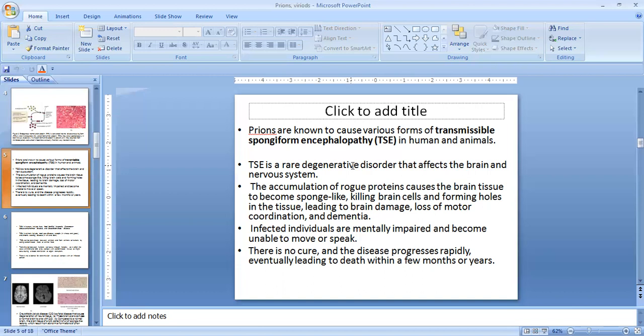Infected individuals are mentally impaired and become unable to move or speak. There is no cure, and the disease progresses rapidly, eventually leading to death within a few months or years. And till now, no exact medicine has been discovered for this disease. So, when a human being gets infected by this disease, he becomes mentally impaired and unable to move or speak. Those are the usual effects of this disease. And also the person will die within a few years or within very few months.